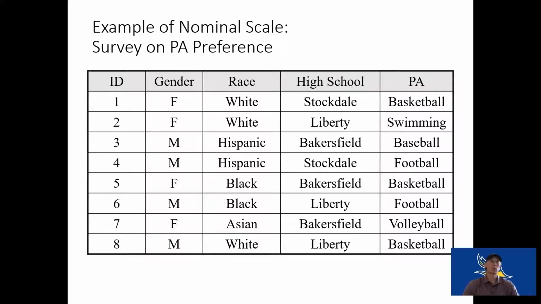So here's an example here of individuals, 8 individuals, 8 different participants. They're each given their own ID number with each of the variables that associates with them. So gender or sex, race, high school, and physical activity type. These are all nominal scales. Okay, one is not better than the other, one is not greater, one is not less than. They are each individuals that describe that participant.